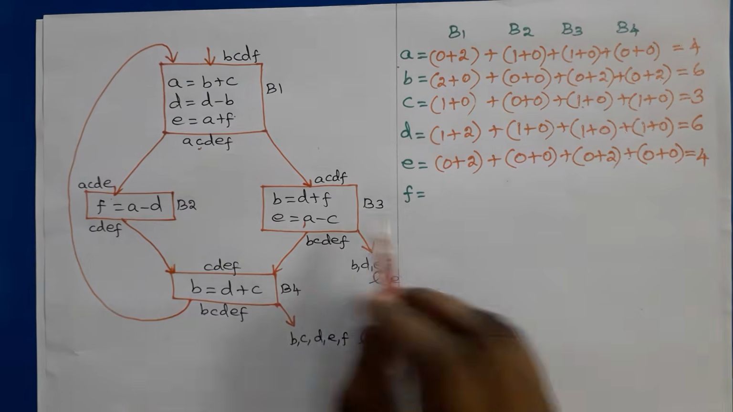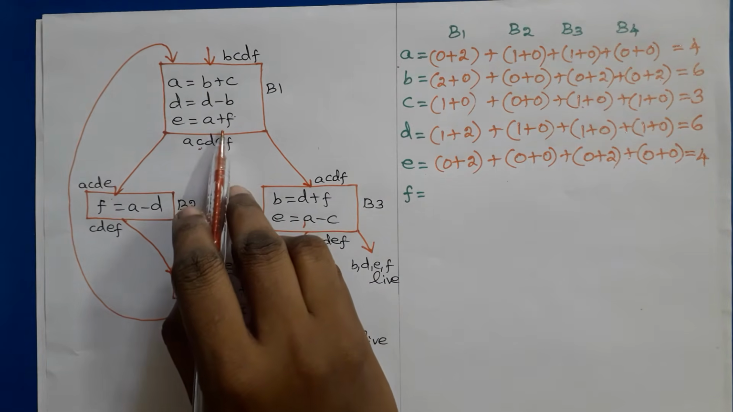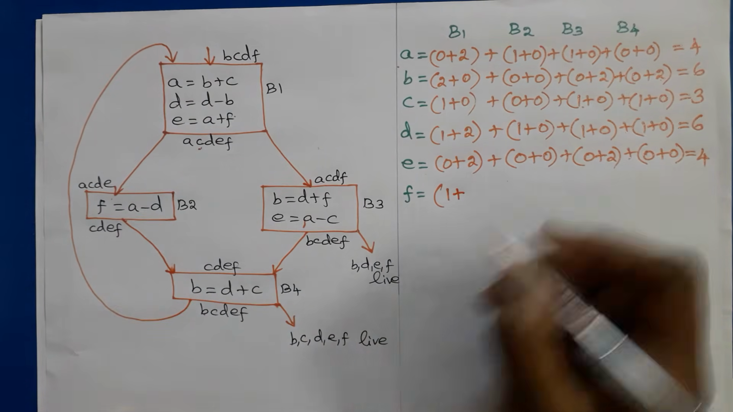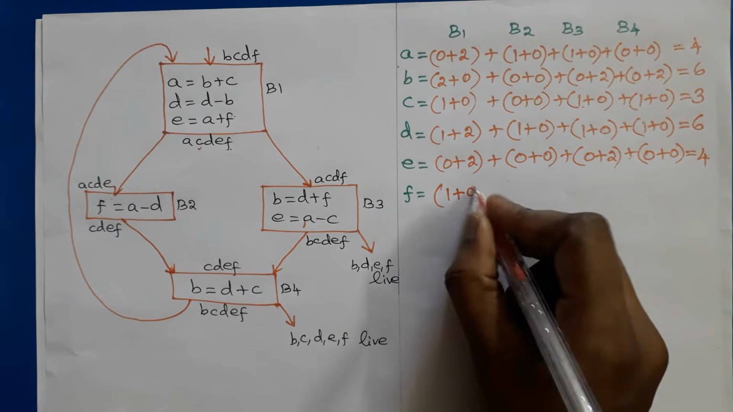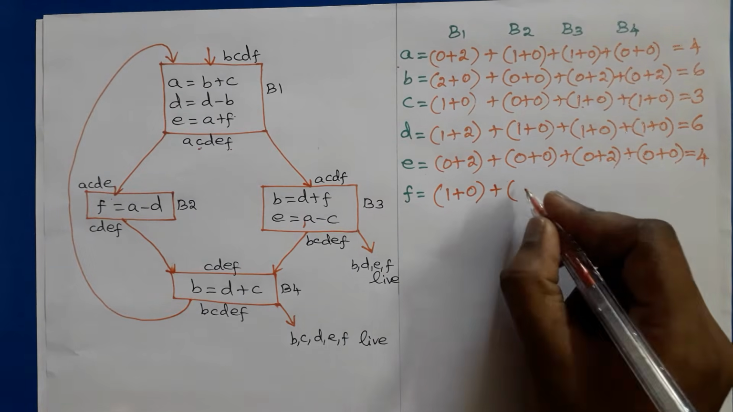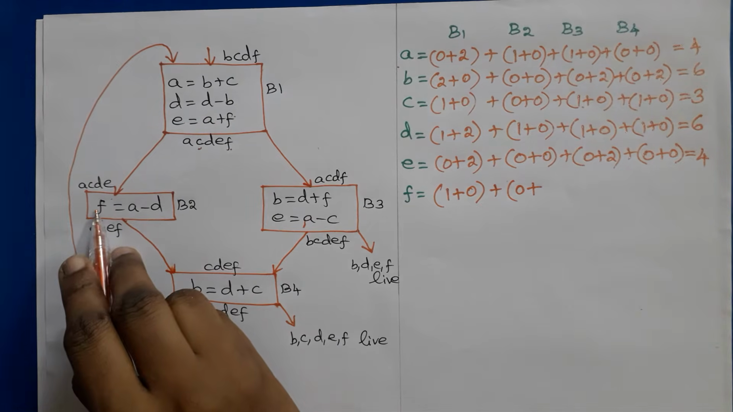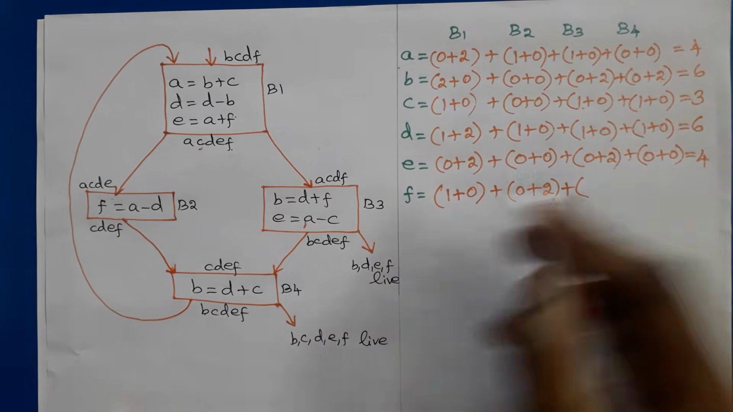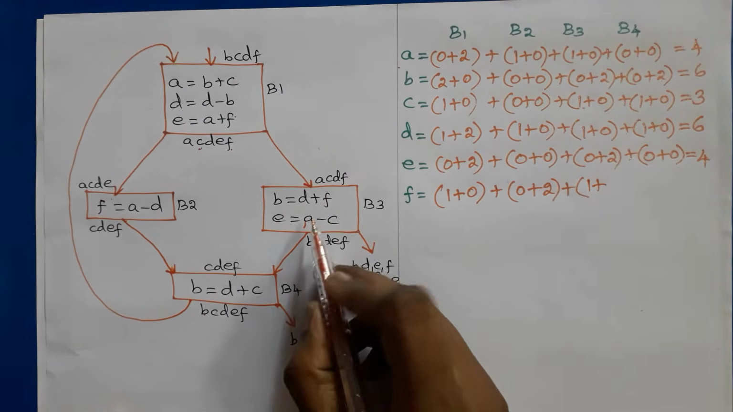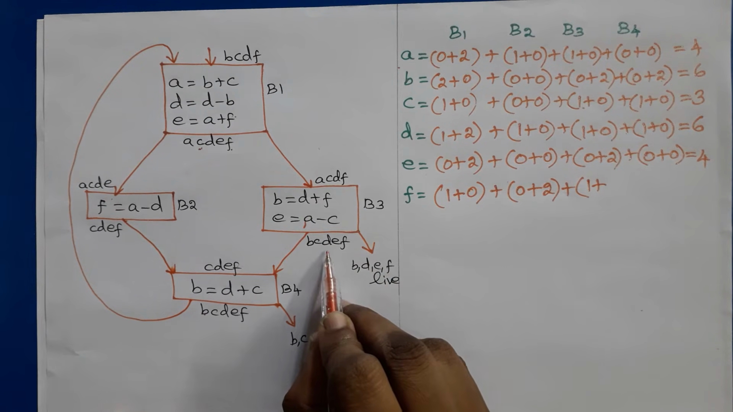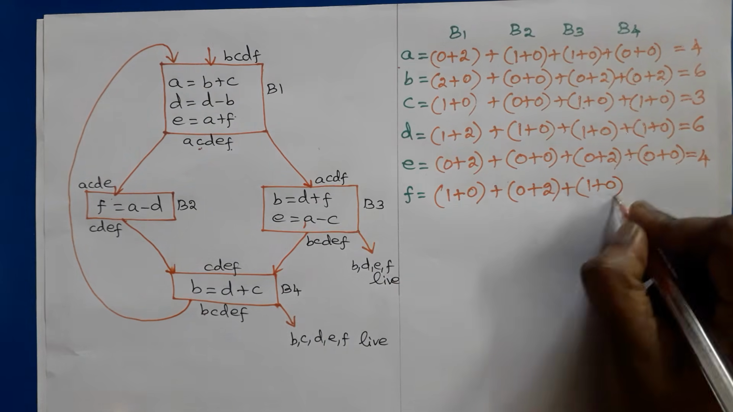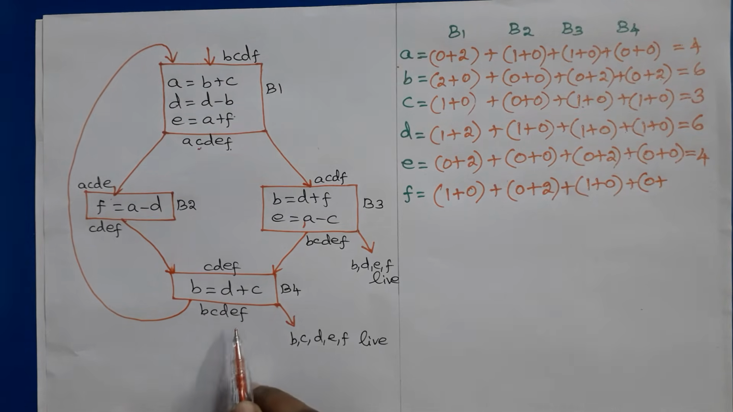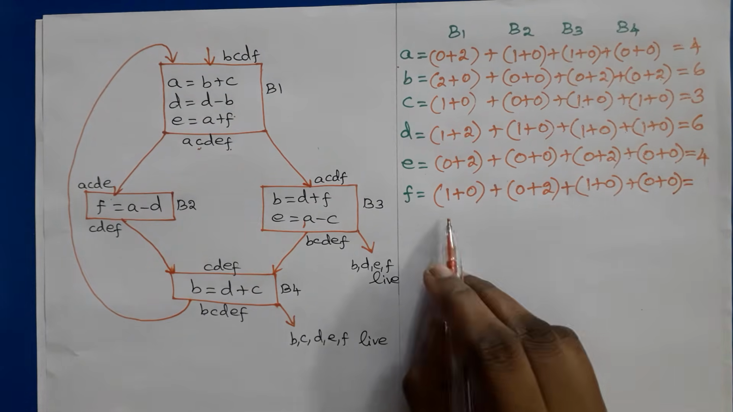Then for the final variable F, number of times it is used is 1 and it is not preceded by any assignment, so 1, plus F is live on exit but it is not computed, so 0. Here F is not used, it is live on exit and it is computed, so 2. Here F is used one time and it is not preceded by any assignment, so 1, plus F is live on exit but it is not computed, so 0. And here F is not used, so 0, plus F is live on exit but it is not computed, so 0. So the total saving is 4.